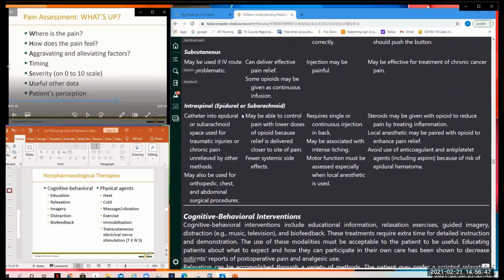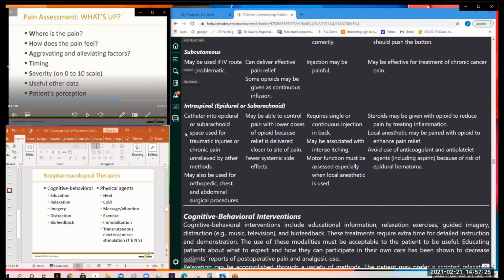Intraspinal, such as the epidural or subarachnoid, catheter into the epidural or subarachnoid space used for traumatic injuries or chronic pain unrelieved by other methods. May also be used for orthopedic, chest, and abdominal surgical procedures. May be able to control pain with lower doses of opioid because relief is delivered closer to the site of pain. Fewer systemic side effects.